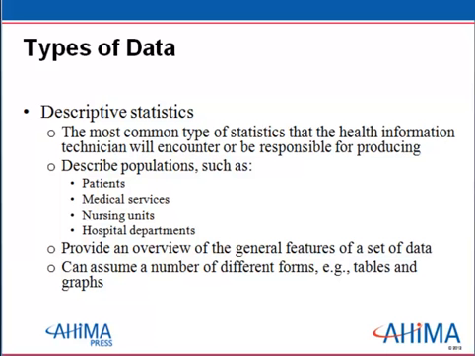Descriptive statistics are the most common type of statistics that the health information professional will encounter or will be responsible for producing. Descriptive statistics describe populations, which can be patients, nursing units, or hospital departments. As mentioned in Chapter 10, these statistics provide an overview of the general features of a set of data.